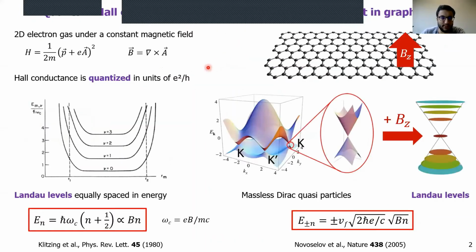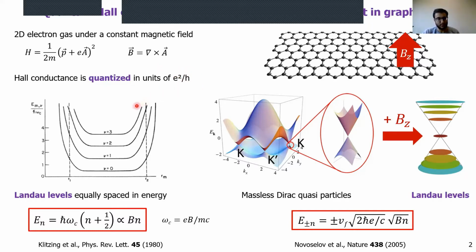So I will start with a brief reminder on the quantum Hall effect. The quantum Hall effect was discovered in 1980 by Klaus von Klitzing in a semiconductor heterojunction. He discovered that in a two-dimensional electron gas under a constant magnetic field, the Hall conductance is quantized in units of the elementary charge and the Planck constant.